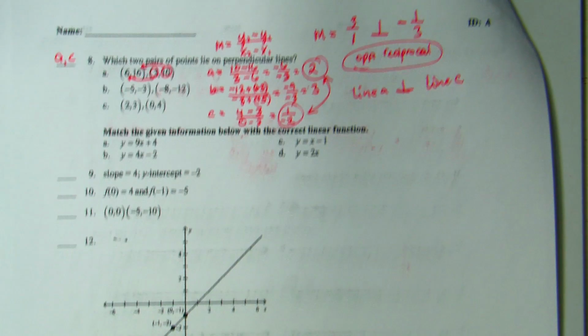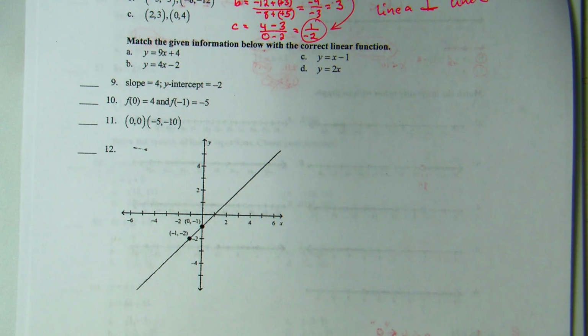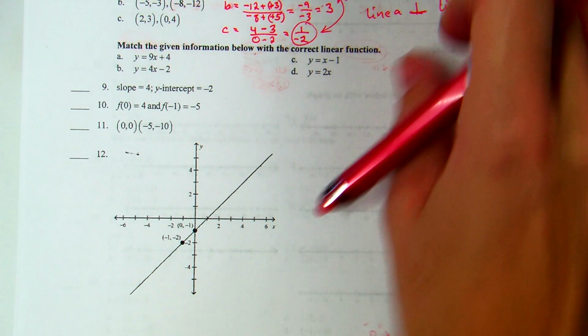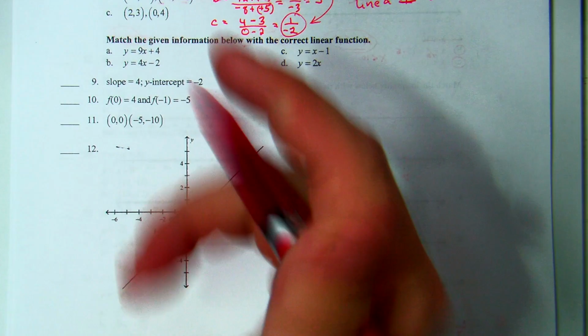Okay, number 9, 10, 11, and 12. You're just matching the information below with the correct linear function. And this is going to be real good because it's going to remind us of how to look at the equation and be able to pick out parts and pieces of it that should give us tips on solving things for us in this case.